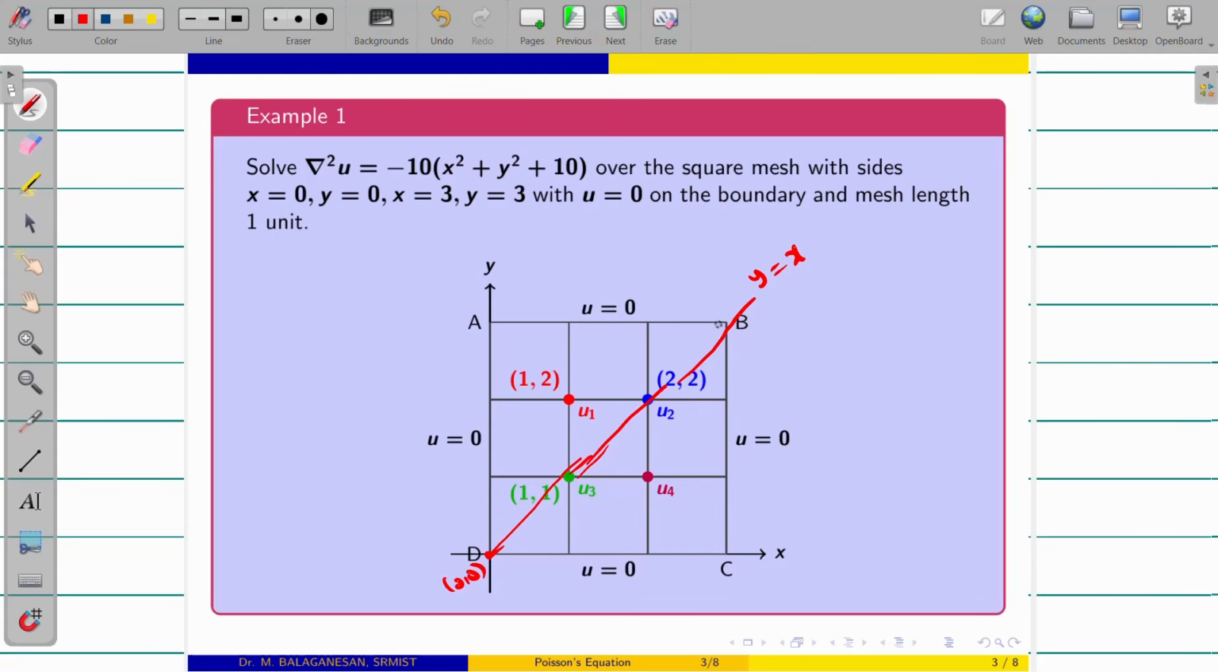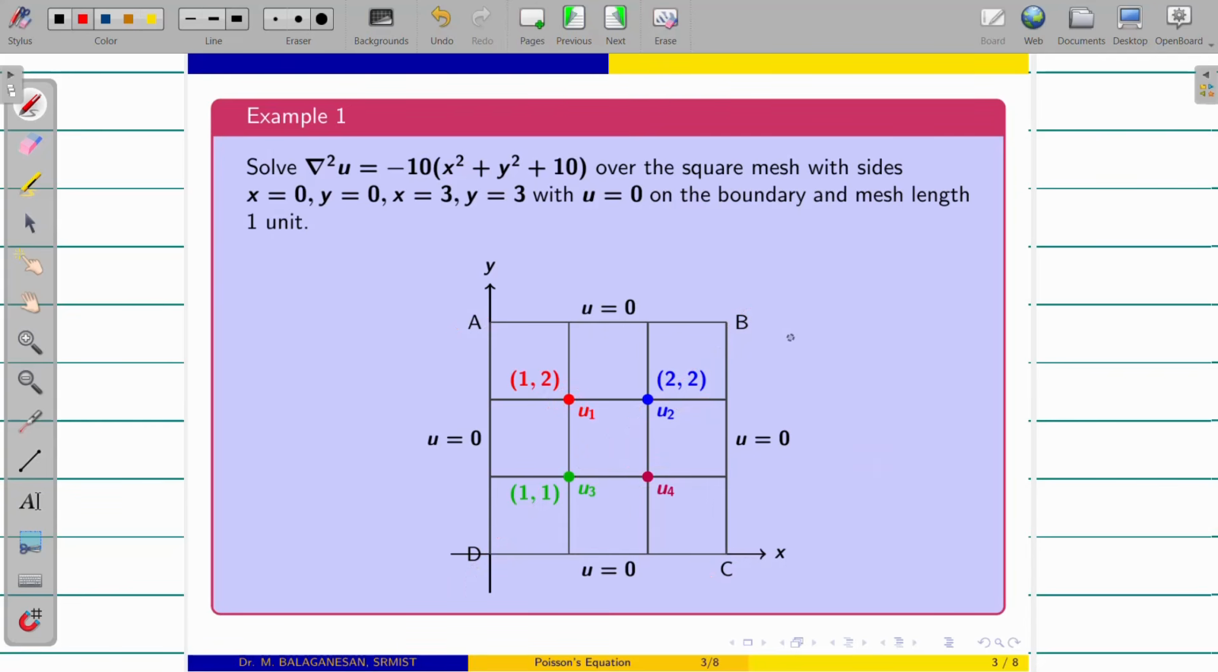If it is symmetric with y equal to x axis, what is the meaning? We can fold the plate in this direction. We can join A and C. Just imagine we are going to fold the plate and join A and C. By that time, what will happen? U1 and U4 will coincide. So what is the meaning of that? U1 is equivalent to U4. So here, you don't need to find four values. It is enough to find U1, U2, and U3 because U1 equals U4. That's it. This is the concept we have in the diagram.